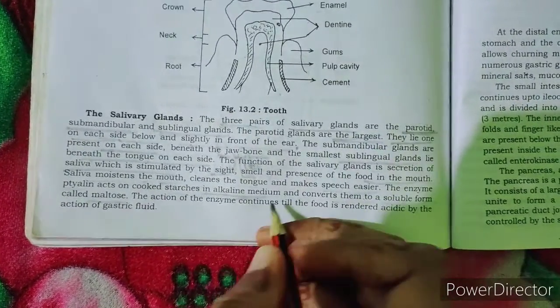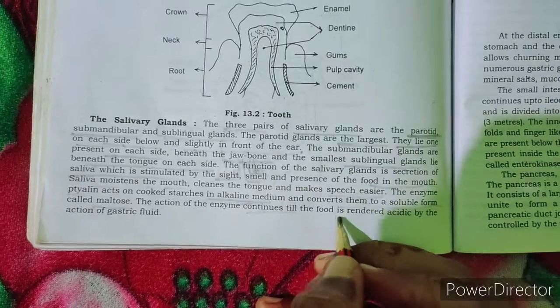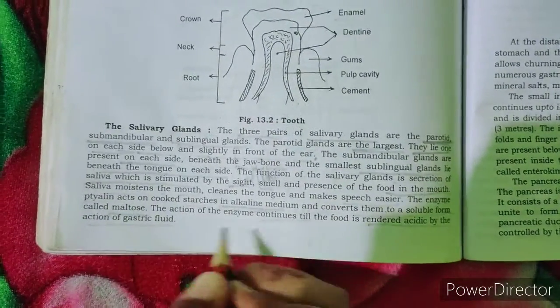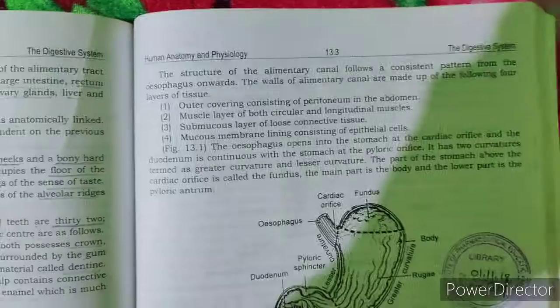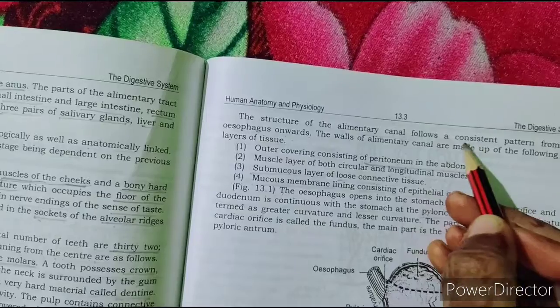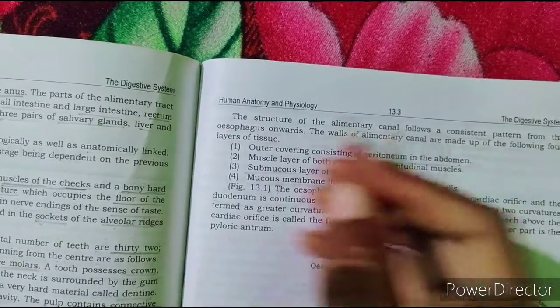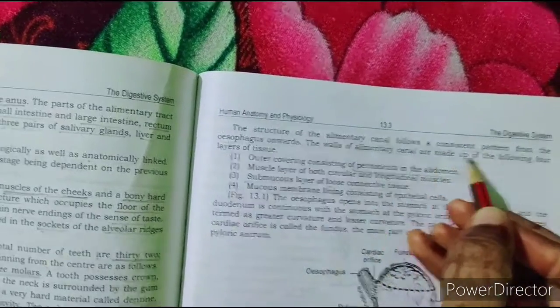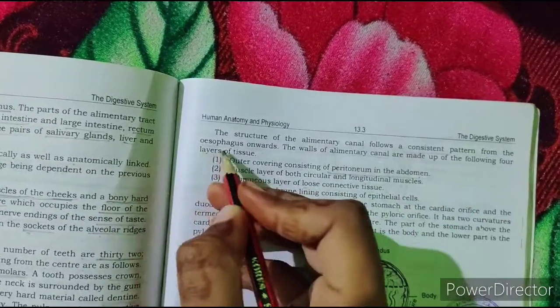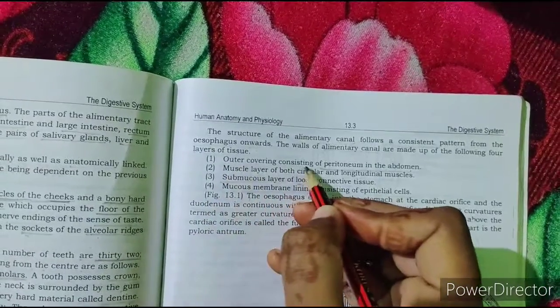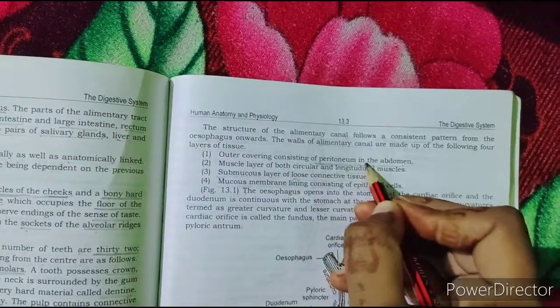The action of the enzyme continues till the food is rendered acidic by the actions of gastric fluid. The structures of the alimentary canal follow a consistent pattern from the oesophagus onwards. The walls of the alimentary canal are made up of four layers of tissues, and that is the outer covering consisting of peritoneum in the abdomen.